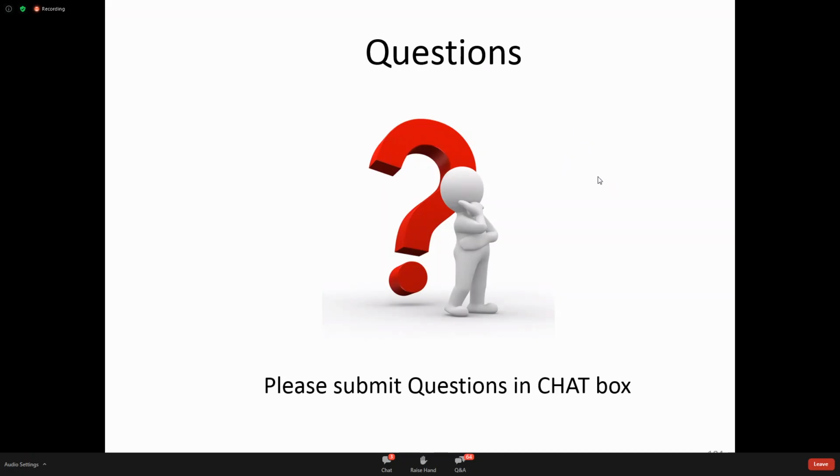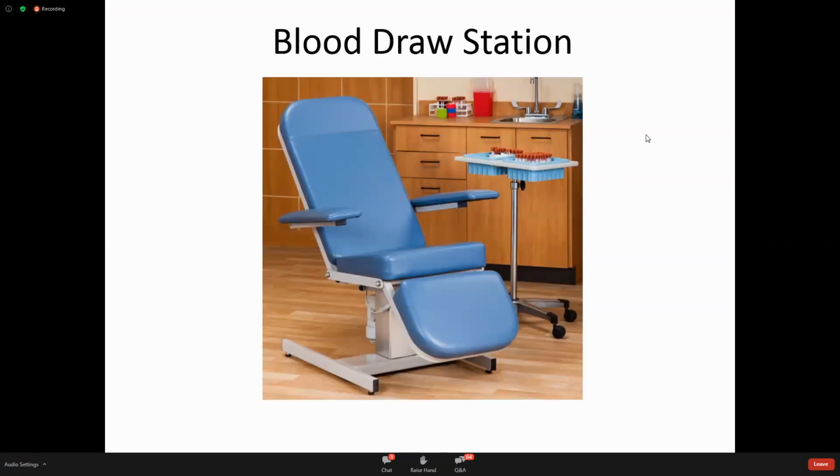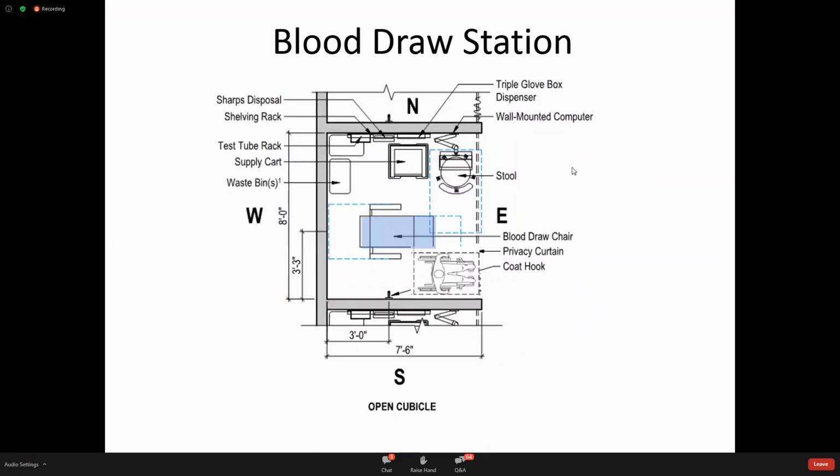Fantastic. All right, let's go to the blood draw station. So this again is a slightly different version of all of this. So here's our Sutter standard layout. What we do in a blood draw station. So we've talked to people. I've had the distinct advantage of being able to talk to our medical staff, our nurse practitioners, doctors, and medical staff.